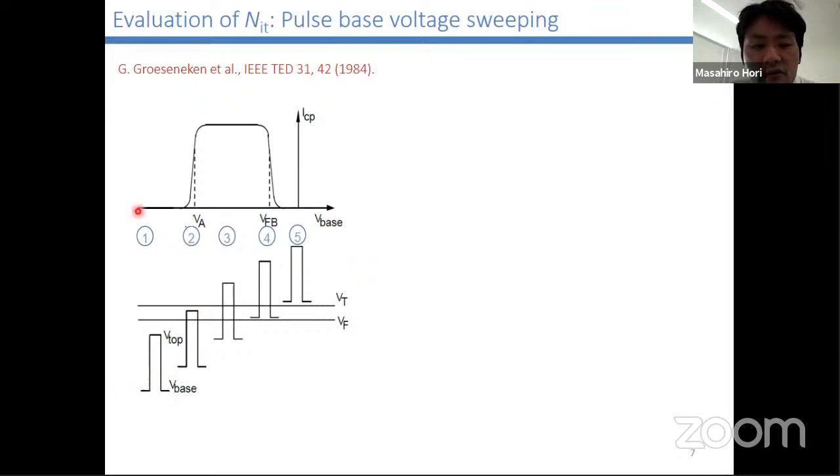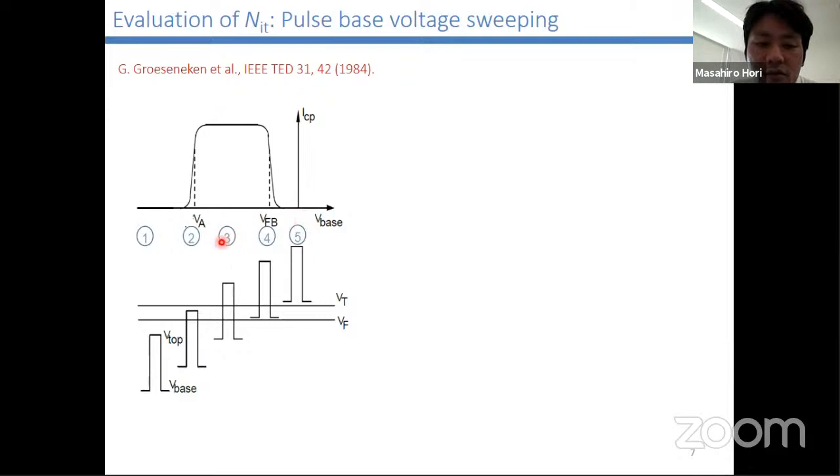As we can see, in region 1 and region 5, charge pumping current does not flow. This is because, for example, in the case of region 1, bottom and top voltages are below the flat band voltage. So only holes flow into and out of the channel. Namely, electrons do not flow into the channel. Therefore, electron-hole recombination current does not flow. Similarly, in region 5, bottom and top voltages are above the threshold voltage. So only electrons flow into and out of the channel. Holes do not flow into the channel, so the charge pumping current does not flow.